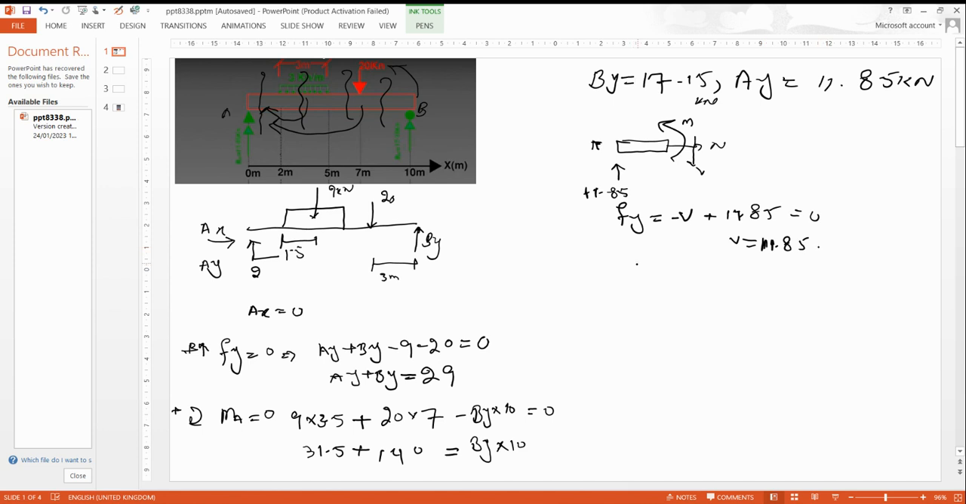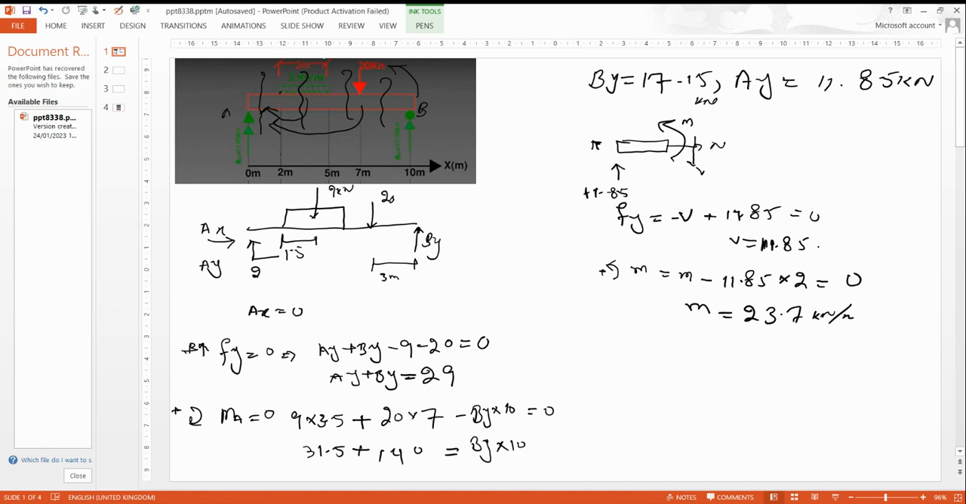Now use the moment equation. M is positive and minus 11.85 multiplied by the distance, 0 to 2. I cut it here and take distance 2. The answer for M is 23.7, which is the moment at 2 meter distance.